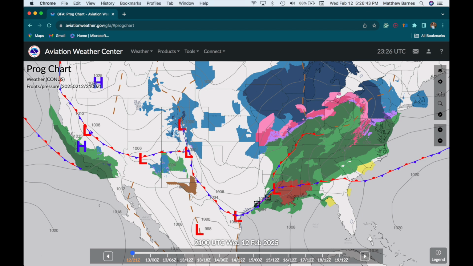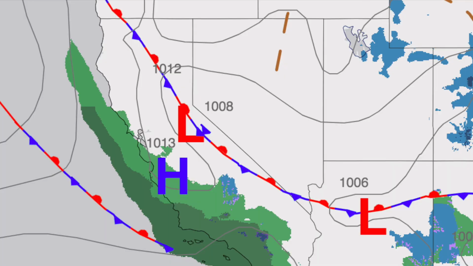So I've got a Prog chart here. We see blue H's, we see red L's, we see lines, colors, shapes, lots of different things on a Prog chart. To start off, we're going to talk about pressures. We've got high pressure and low pressure. A blue H is an area of high pressure. A red L is an area of low pressure.